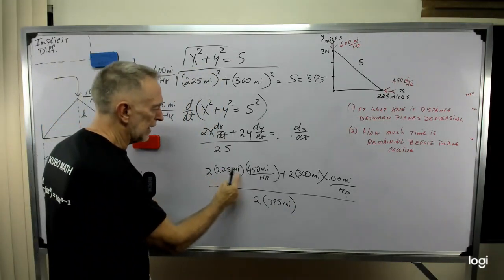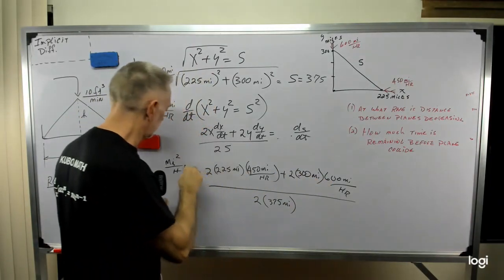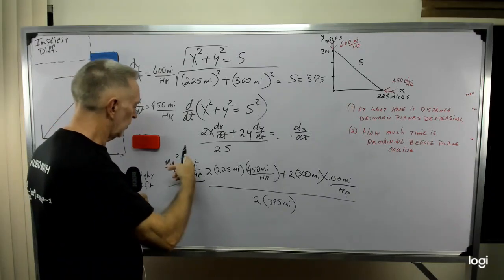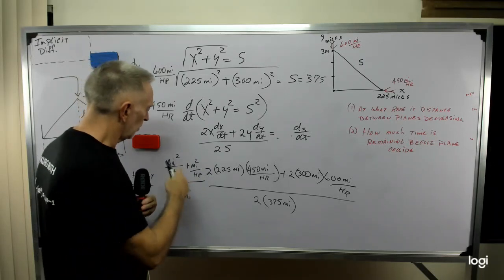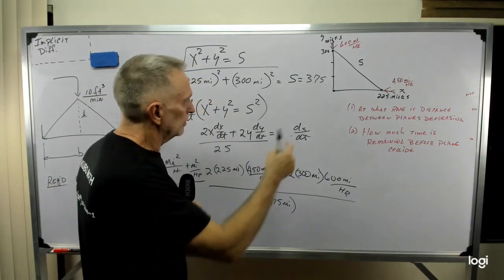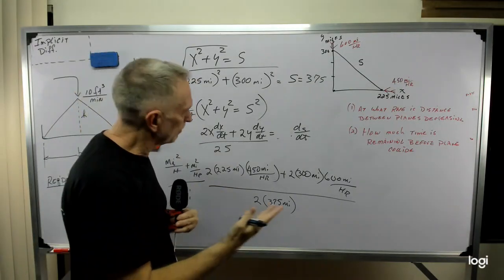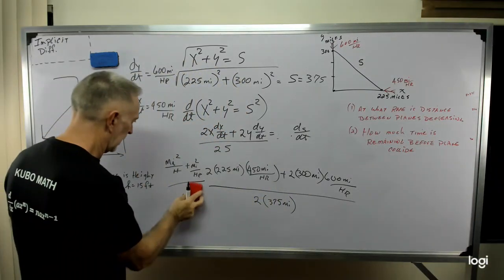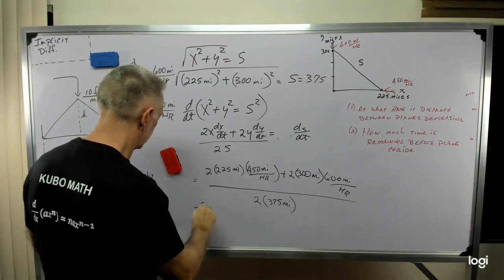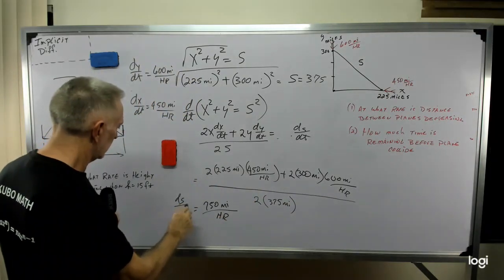You'll notice I have miles times miles per hour, so I end up with miles squared per hour. It's the same over here, plus miles squared per hour. And I'm going to divide that by miles, so I end up with miles per hour, because one of those miles is going to cancel. So it's always important to keep up with the units here. The rate of change of that distance would have to be in velocity terms, so it has to be in miles per hour. If you go through all the calculations here, you end up with ds/dt equals 750 miles per hour.